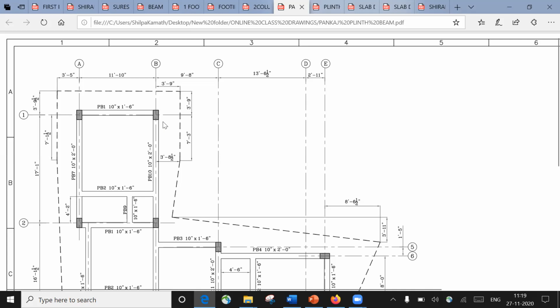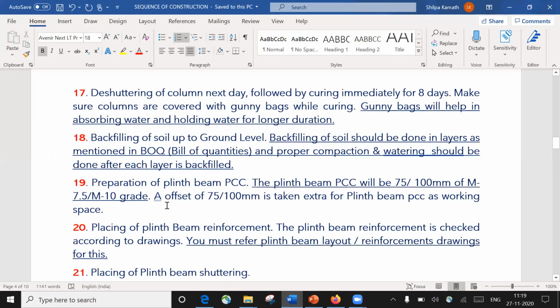Because you can keep the shuttering board, but you're not going to get a uniform surface, right? Your shuttering board may go down here, it may come up here. So in order to get a uniform surface, on either side, here and here, we are going to put 75 mm extra, that is 3 inch extra on either side, so that your shuttering board can be kept exactly on this level, and you're going to get a uniform surface. So that is what is written here: offset of 75 or 100 mm is taken extra for plinth beam PCC as working space.